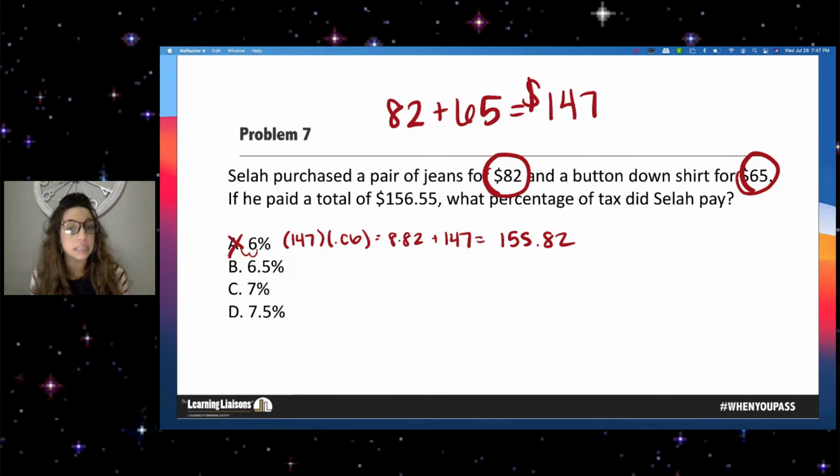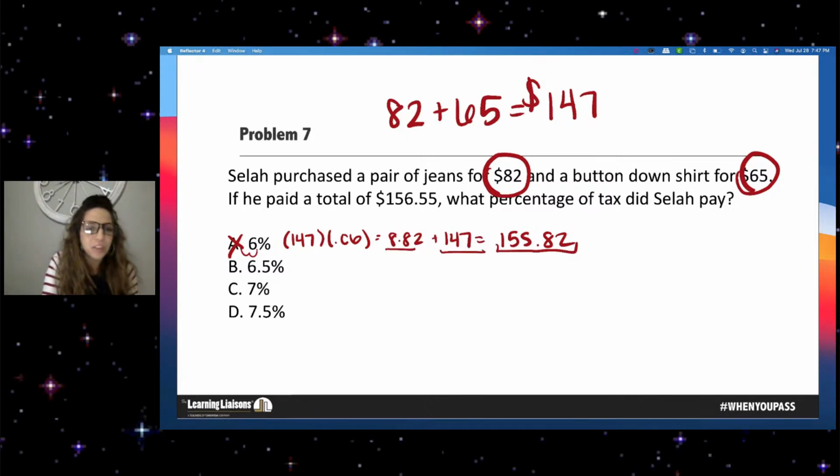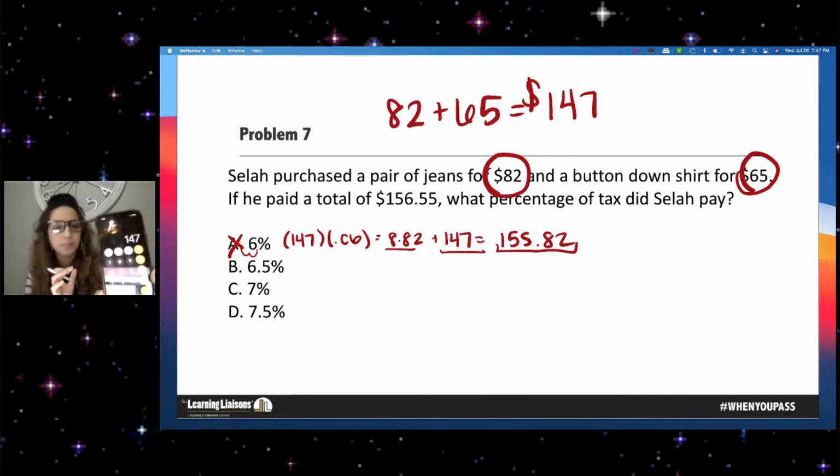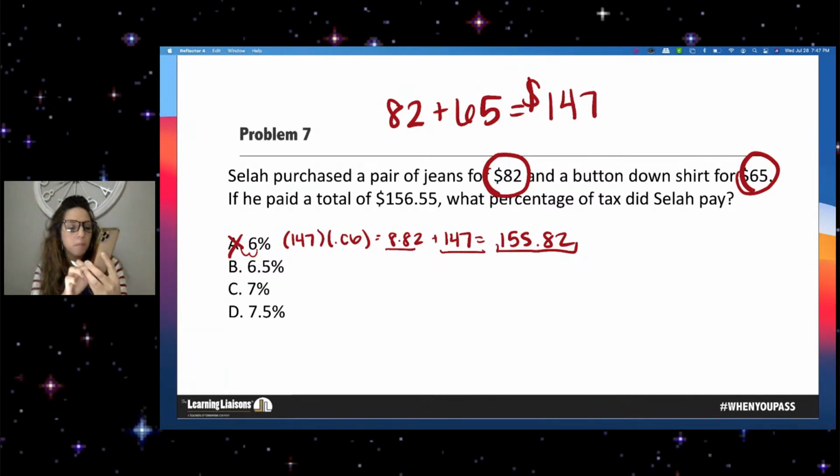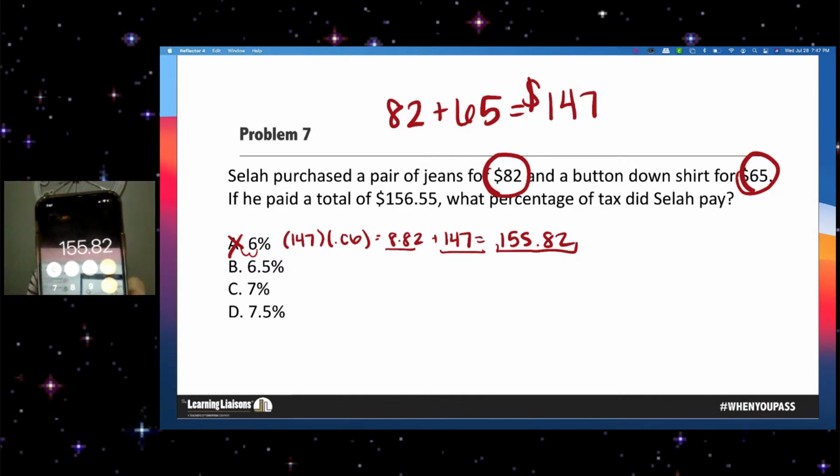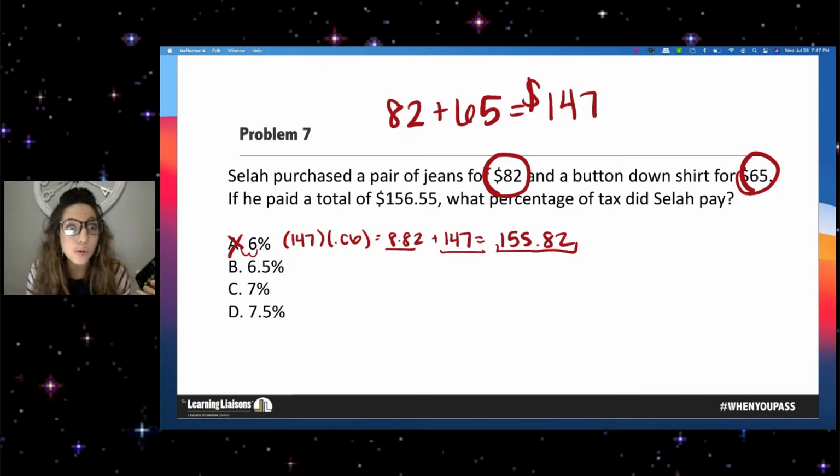Let's go ahead and do the 6.5. Now, here's a little trick. Rather than just multiplying it times the 0.06 or the 0.07 or whatever, if we multiply it times 1.06, we actually get the total. We get the tax plus the number. Let me show you. 147 times 1.06 equals $155.82. How cool is that trick?